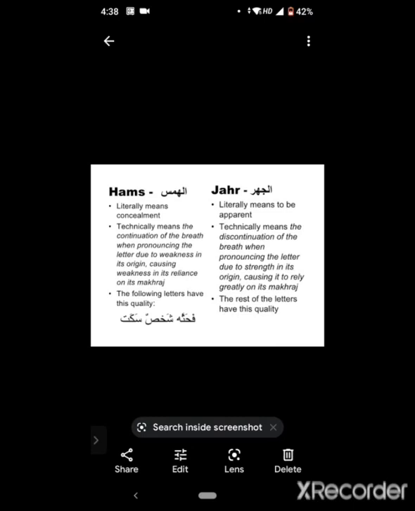Literally, jahr means to be apparent. Technically, it means the discontinuation of the breath when pronouncing the letter due to strength in its origin, causing it to rely greatly on its makhraj. So in jahr, we deeply concentrate on the makhraj, and our sound will not continue. But there are a few letters in which hams will be there, and a few letters in which jahr will be there.